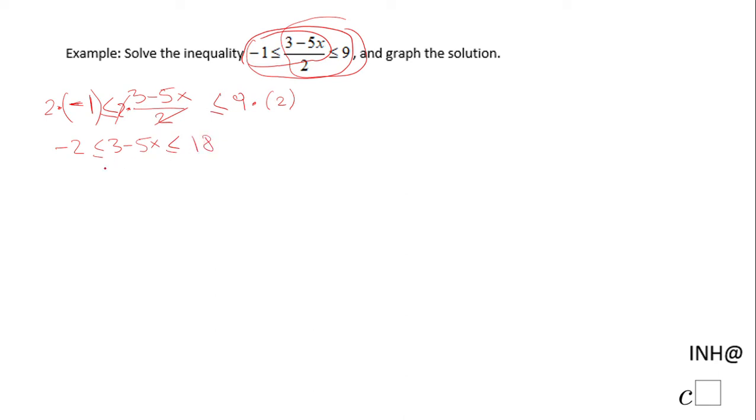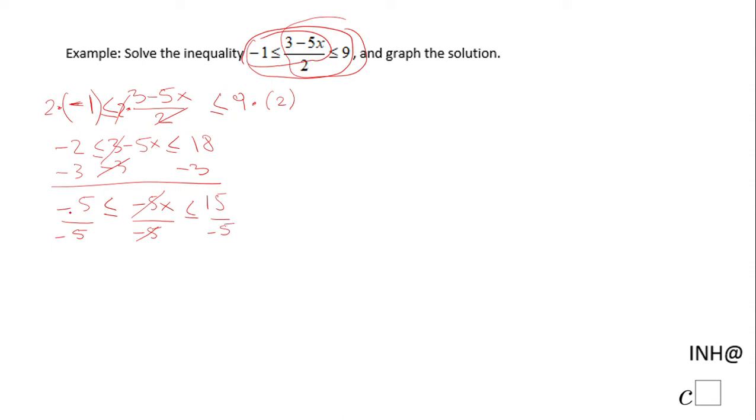My next step will be to subtract 3 on all sides, because I want to get rid of this 3. And I have -2 minus 3, that is -5, less or equals -5x, because the 3 is gone, less or equals 18 minus 3, 15. And the last step to solve for x here is to divide by -5, so I can cancel out this -5. Again, do the same division on all sides to keep the inequality. And now let's see what we get.